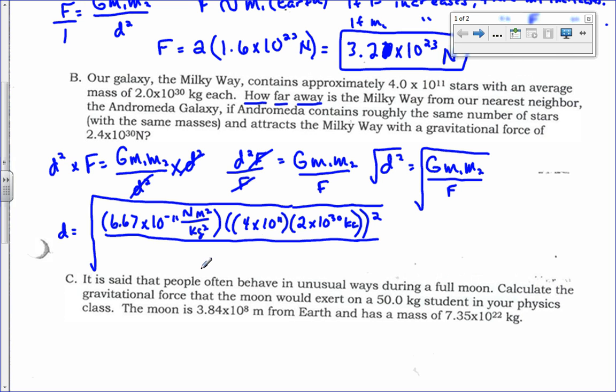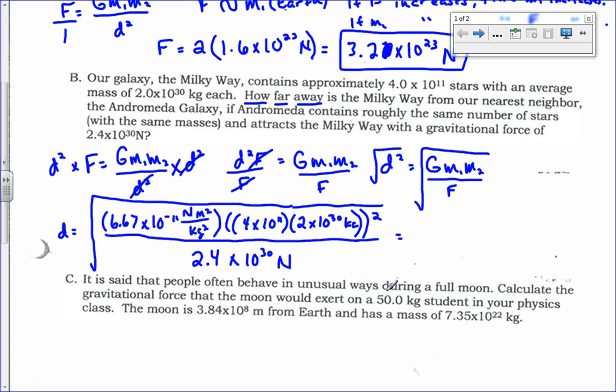This is astrophysics, isn't it? Yeah, astrophysics sucks. And then down here in the denominator, we put the force. That's going to be 2.4 times 10 to the 30 newtons.